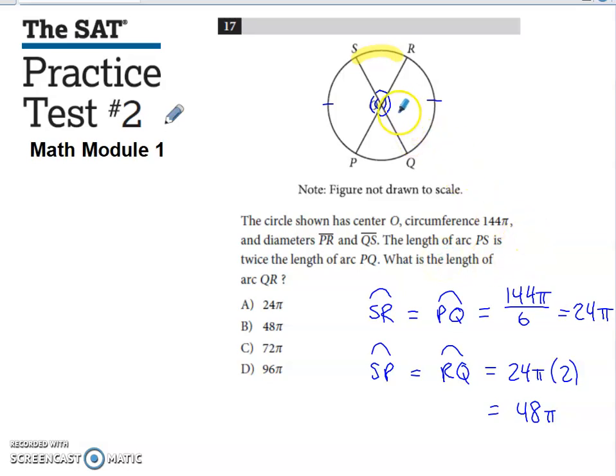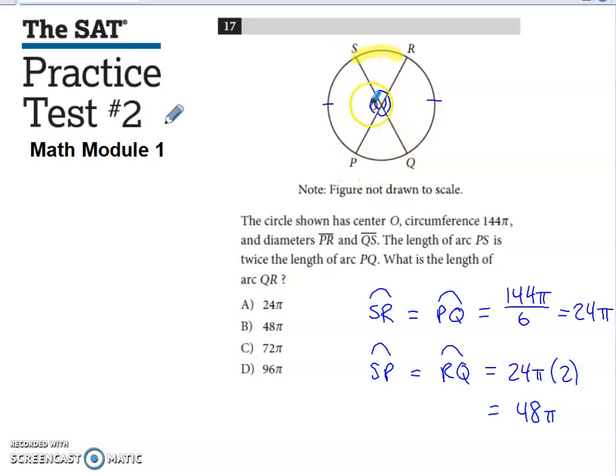Okay, so if you look at these central angles that I've identified in the middle of the circle, angle SOR and angle POR, those are going to be congruent because those are vertical angles, and that means that this arc length and this arc length, PQ and SR, are going to be equal to each other.